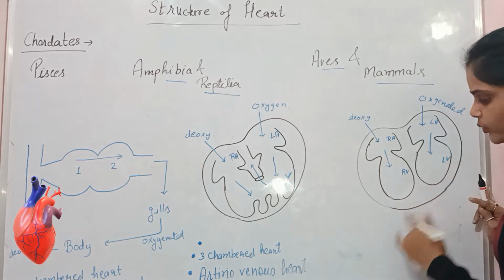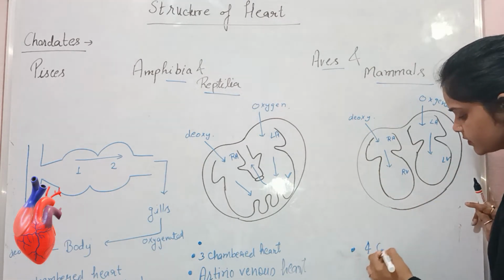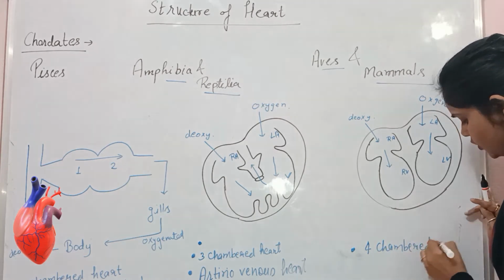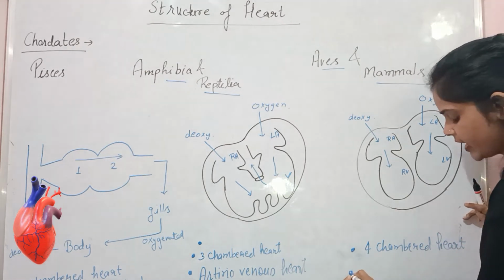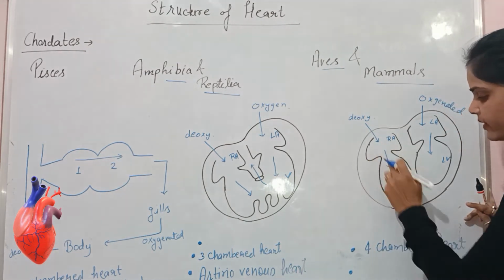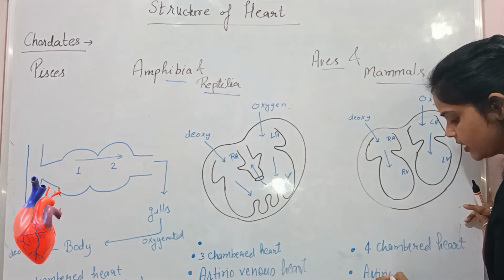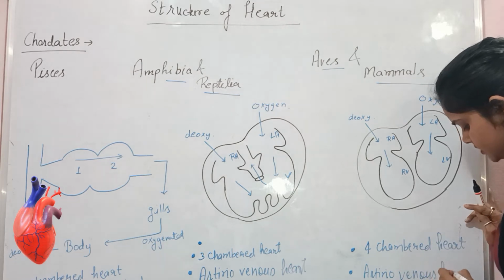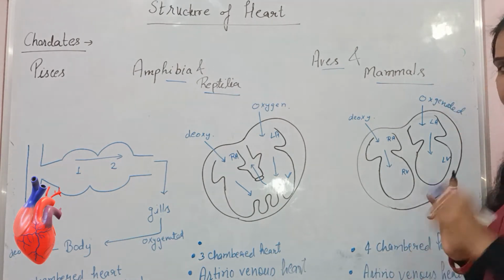So here we have concluded one thing, that in case of the aves and mammal, four-chambered heart is present, and it is again having what? The two chamber, atrium and ventricle. So we say it what? Arteriovenous heart. Okay, it is called an arteriovenous heart.